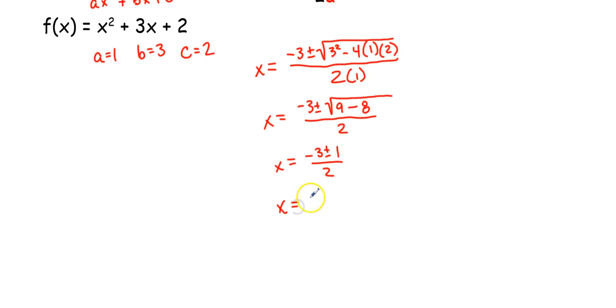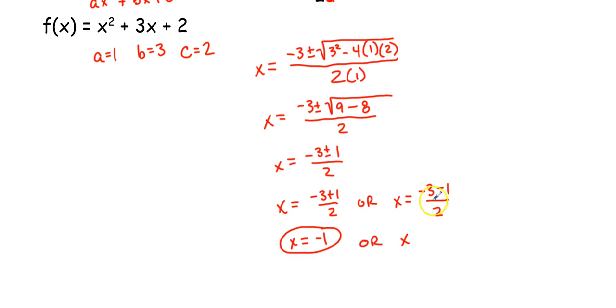So my first answer is x equals -3 plus 1 over 2. My other answer is x equals -3 minus 1 over 2. When we simplify that, simplify the top first. -3 plus 1 is -2, divided by 2, and we get x equals -1, which is one of our answers from before. Or x equals, and again simplify the top first, -3 minus 1 is -4, divided by 2 is -2, and there's our other answer.